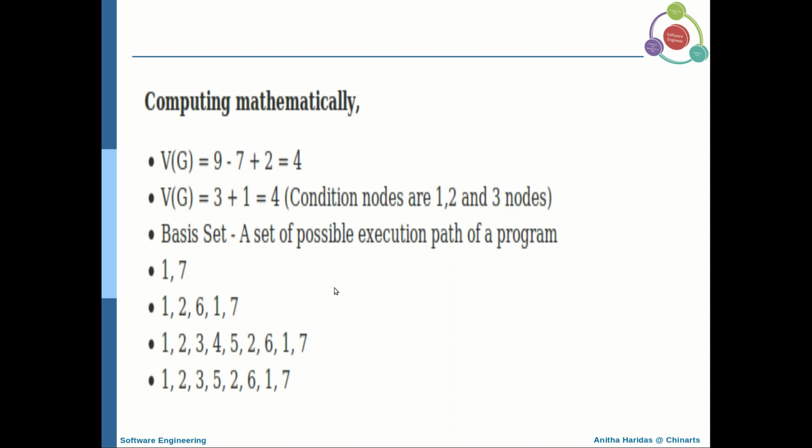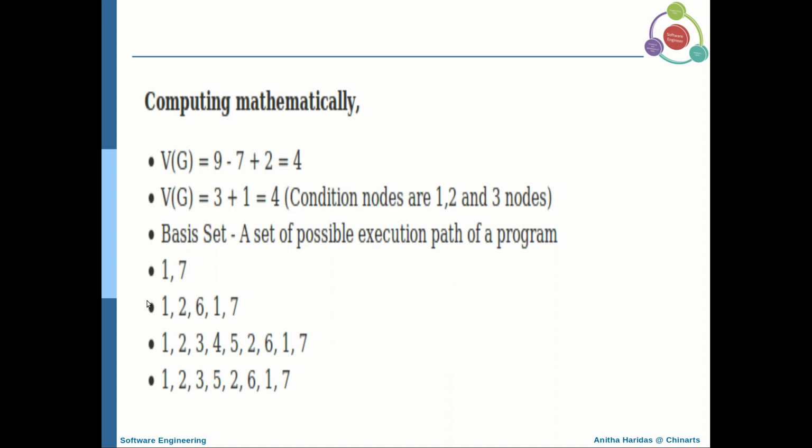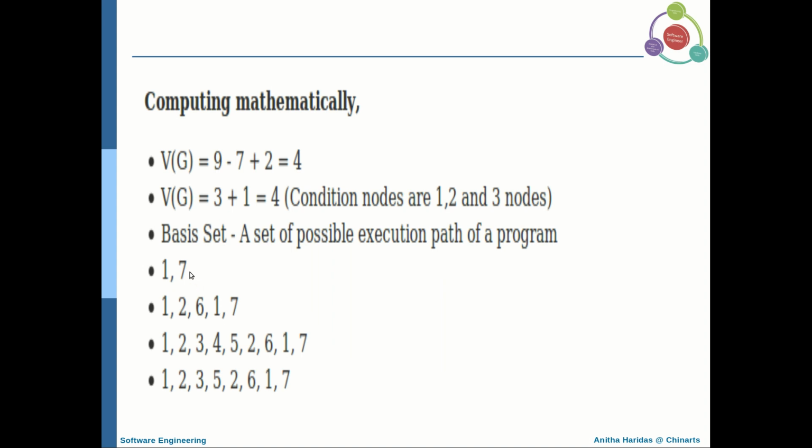Again for this flow graph, let us see what independent paths are available. From 1 you directly go to 7. This is the entry node and this is going to be the exit node. So 1 directly goes to 7.